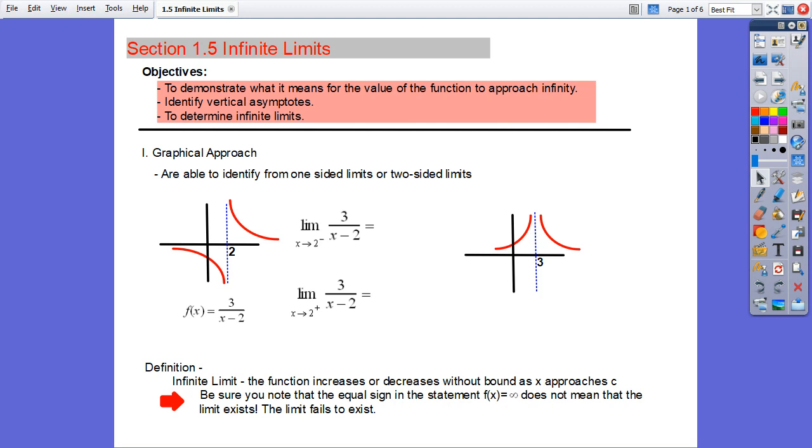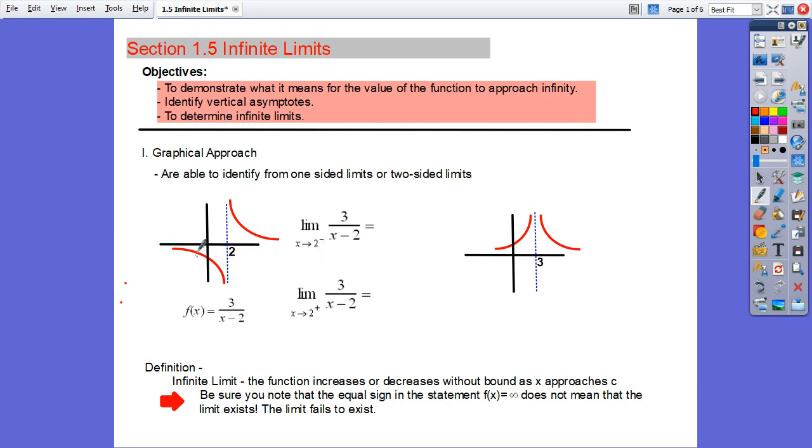What I have is a function and its graph. If you take a look right here, we have the function f of x is equal to 3 over x minus 2, and I went ahead and graphed that right above it. It's a rational function with a vertical asymptote at 2. The question is, what is the limit as we approach 2 from the left-hand side?